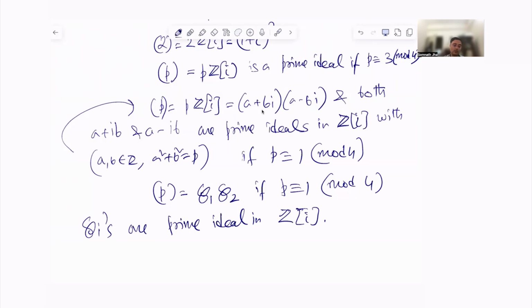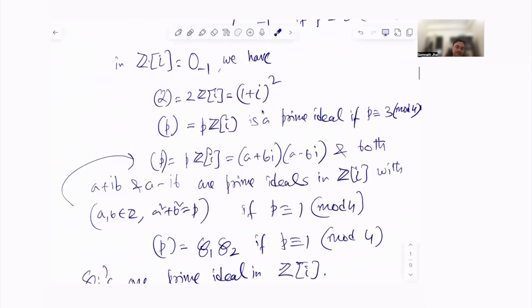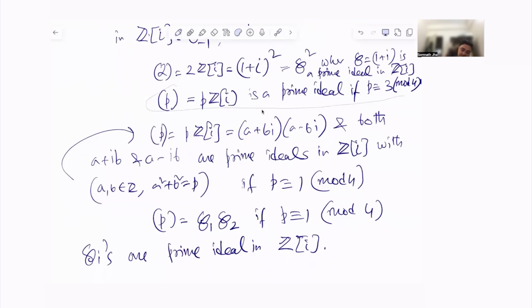Okay, so you look at the fundamental discriminant, and the value of the Legendre symbol of the fundamental discriminant tells you which of the 3 cases occurs: whether a prime below in Z becomes a square of a prime. So this can be written as p equal to P squared, where P equal to (1 plus i) is a prime ideal in Z[i]. So there are 3 cases.